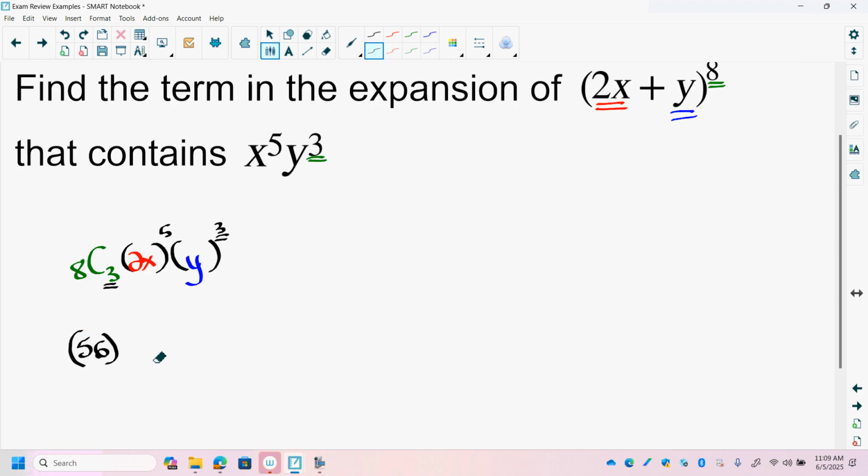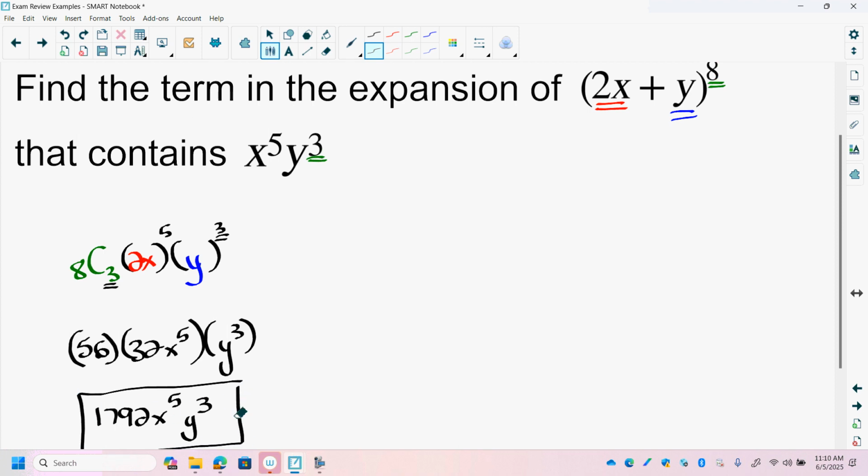56. What's 2 to the power of 5? 2 times 2 times 2 times 2 times 2. 32. What's x times x times x times x times x? x to the 5th. And then I'd have y times y times y, y cubed. 56 times 32 gives me 1,792 times x to the 5th times y cubed.